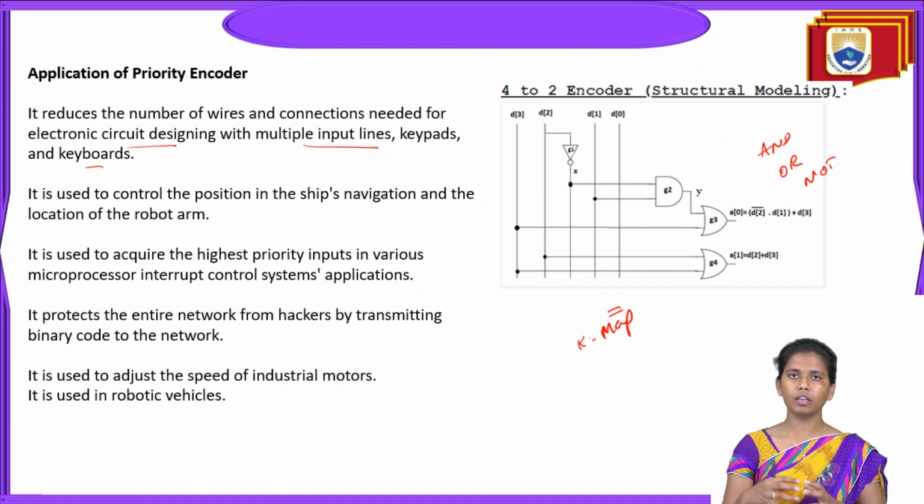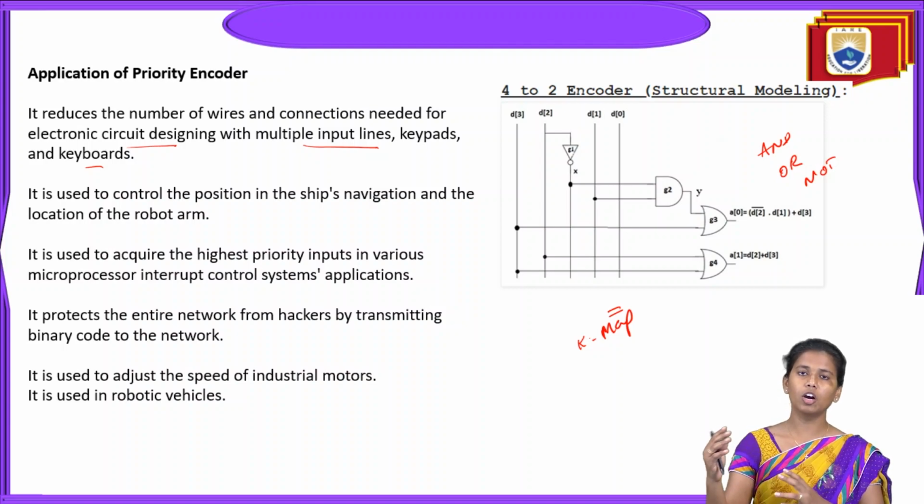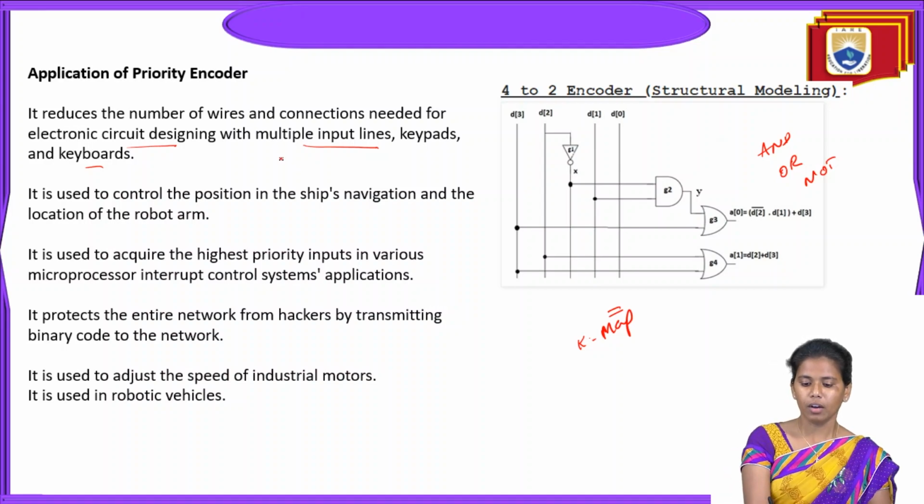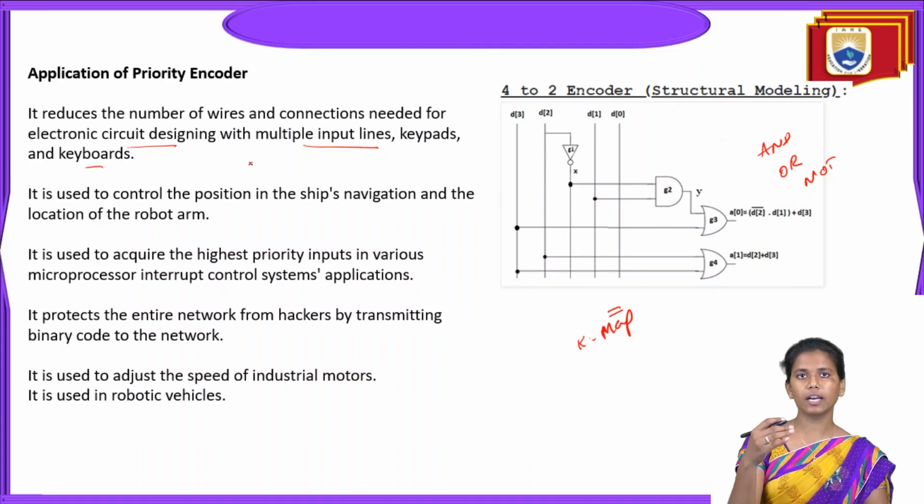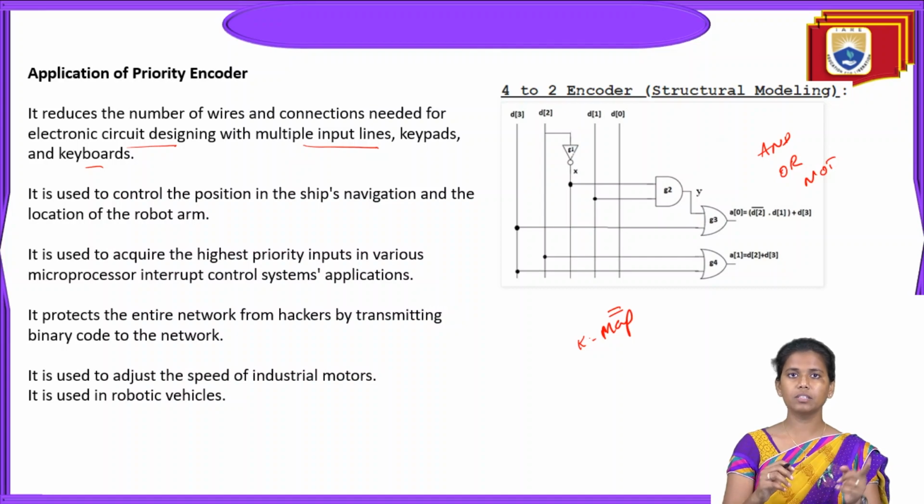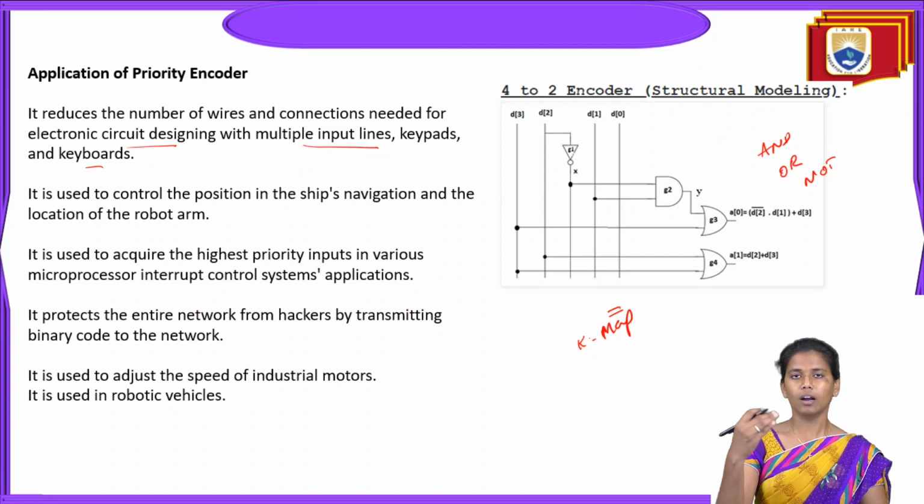Obviously, if you are designing some module and the connections become messy, then the output is observed with a delay, and the proper output is not observed. Interruptions may occur due to bad interconnections. So in order to avoid bad interconnections, we can better go with the encoder. What an encoder does is it reduces the number of wires and connections, because multiple input lines can be considered as a single input line. That's how we can reduce the connections and the wires.